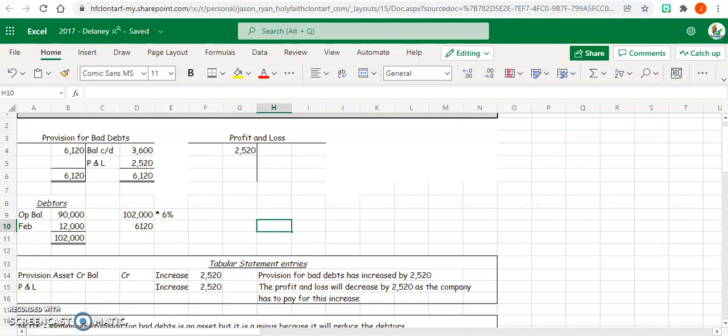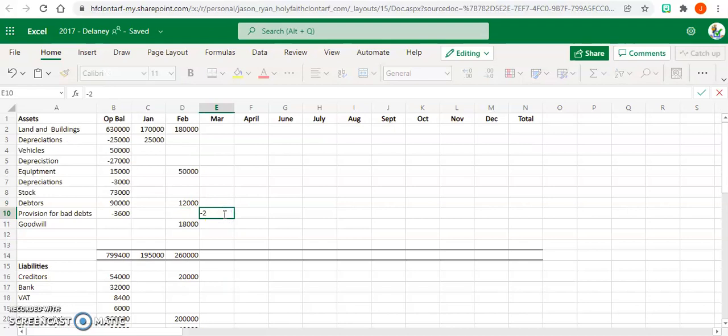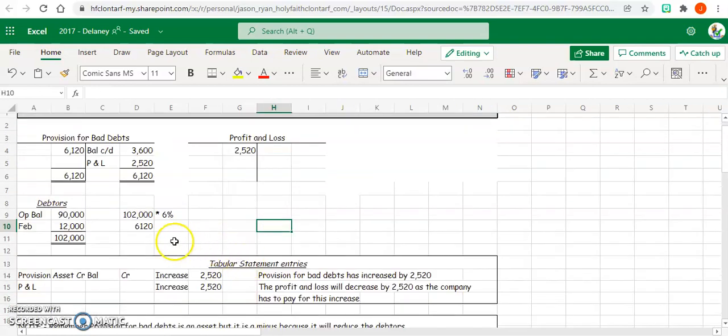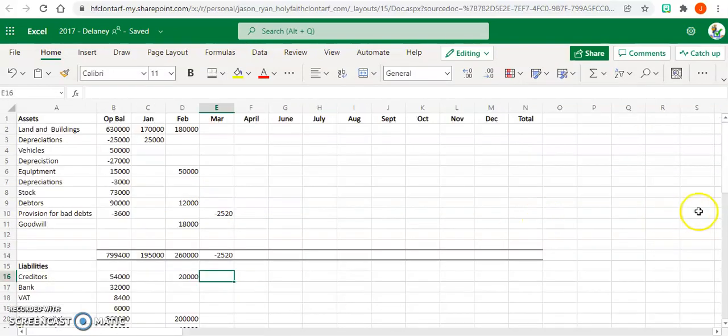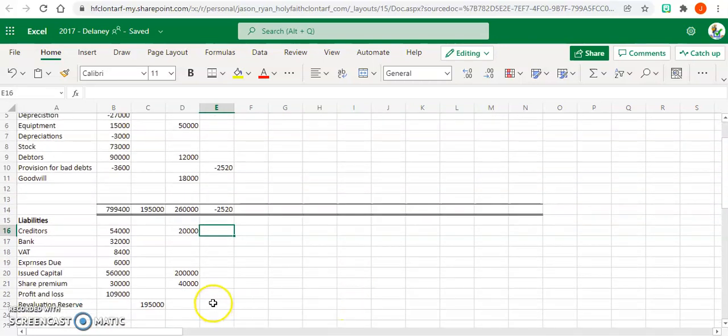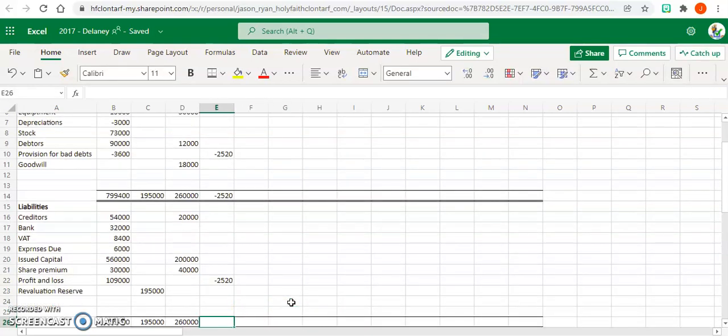So on our tabular statements then, you're going to have the following. So provision for bad debts, 2,520. So 2,520 then is our total. Just to make sure it's correct. 2,520 it is. And then our profit and loss then is going to go down by 2,520 because the company is going to have to pay that out. So remember, that expense has now increased in our profit and loss account in our expense section. So our profit is now decreased by 2,520.